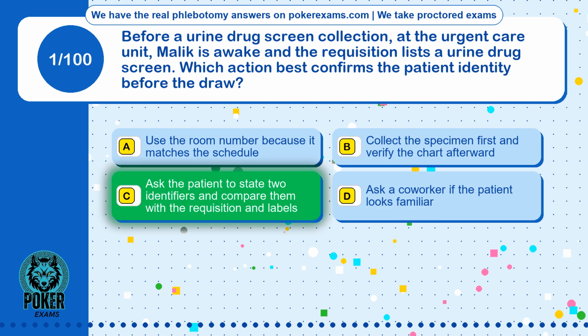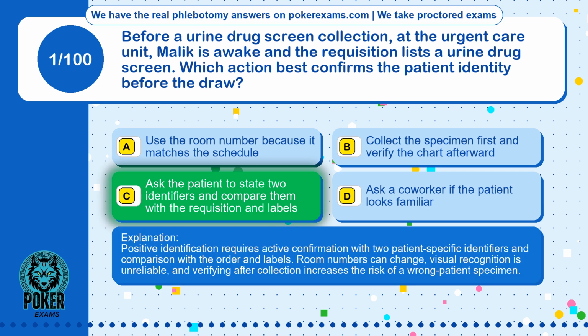The correct answer is option C. Ask the patient to state 2 identifiers and compare them with the requisition and labels. Positive identification requires active confirmation with 2 patient-specific identifiers and comparison with the order and labels. Room numbers can change, visual recognition is unreliable, and verifying after collection increases the risk of a wrong patient specimen.